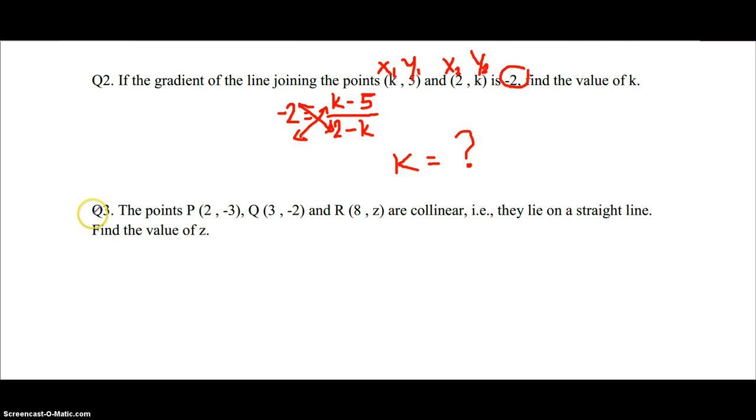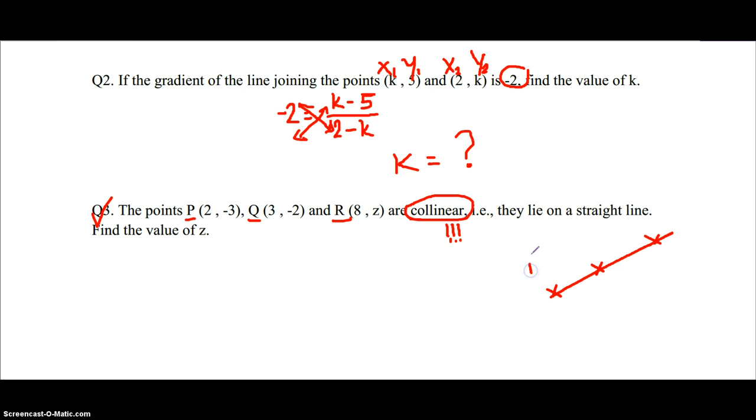Now question 3: if the points P, Q and R are collinear. Now, what's the meaning of collinear? Very important. Basically, collinear means they lie on a straight line. It means I have a straight line here, and I may have 3 points: point P, point Q, point R.